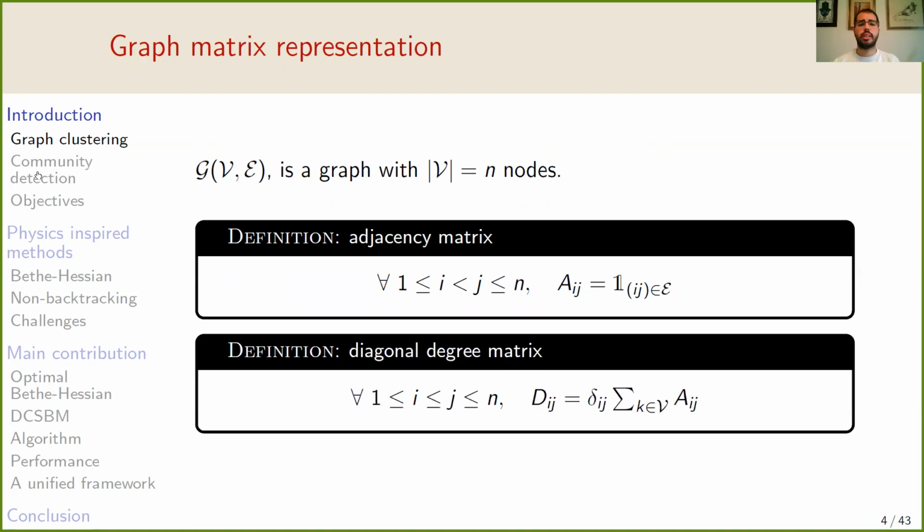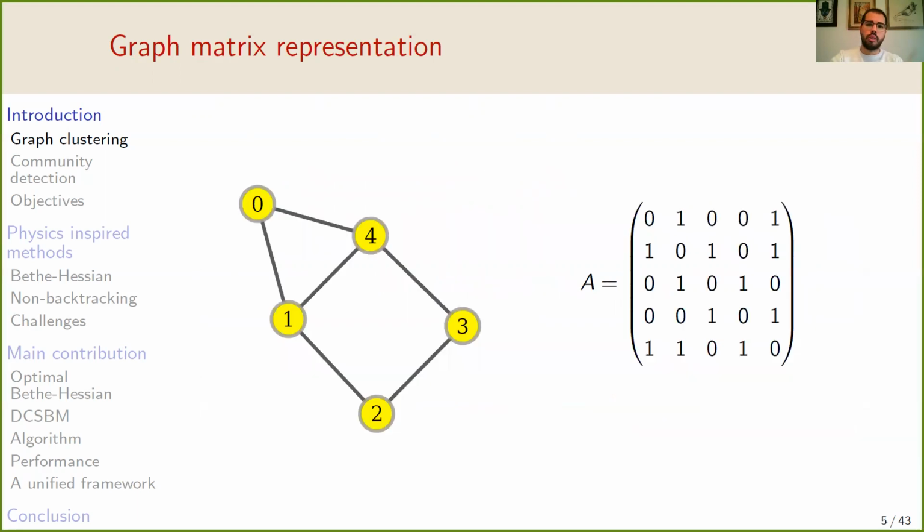Equally important is the diagonal degree matrix, whose entry ii corresponds to the number of connections node i has, and we call this number the degree of node i. To visualize these two matrices a bit better, we consider this simple graph with 5 nodes, and on the right, the corresponding adjacency matrix.